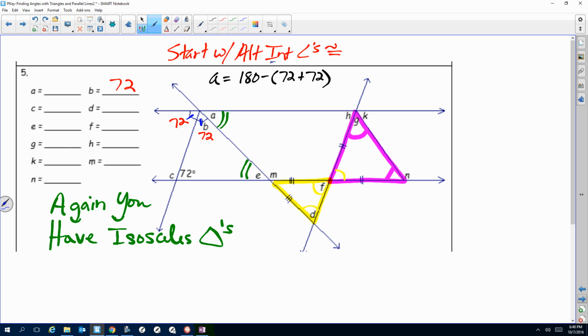And then again, we have this line right here. So 72 plus B plus A equals 180. Those three angles have a sum of 180. So I can find A, and once I find A, I can get to E because they're alternate interior.